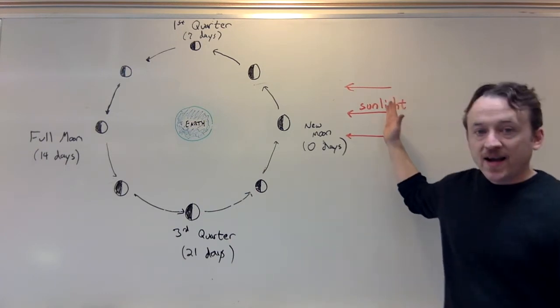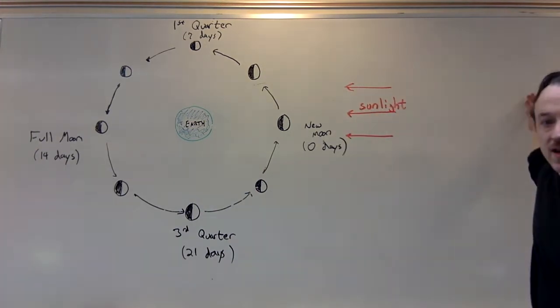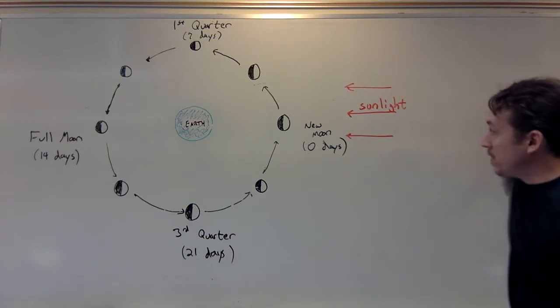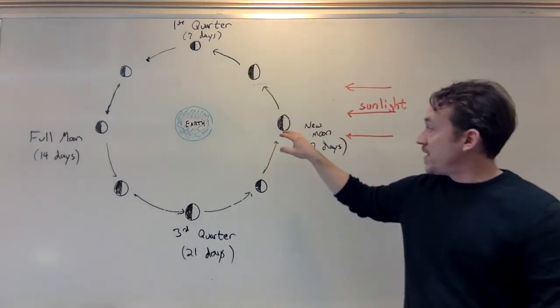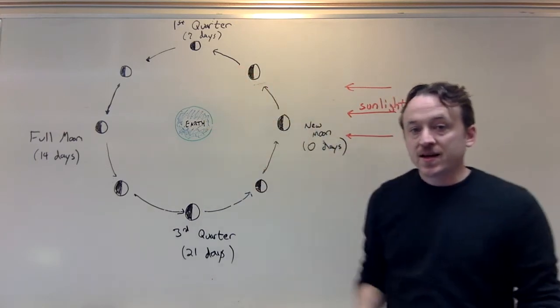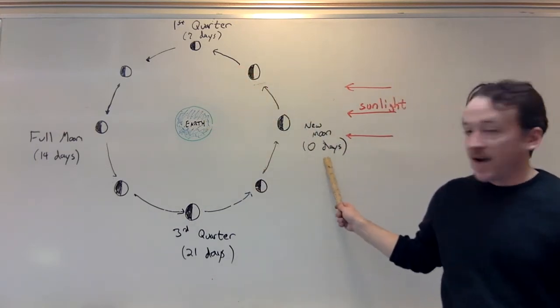So the sunlight I have drawn here, the sun is over here. It's huge, it's enormous, it's very far away. But this is the sunlight coming from this side, and these are the various spots of the moon throughout the days of the cycle. So let's take a look first at the new moon.